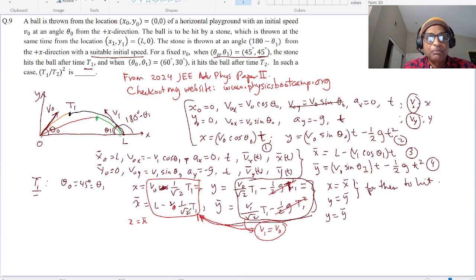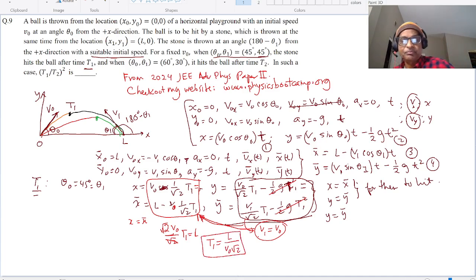So you can say I bring this on the other side, I get 2v0 over square root of 2 t1 equals L. So t1, so this is square root 2 now, L over v0 is square root of 2. So this is for t1.